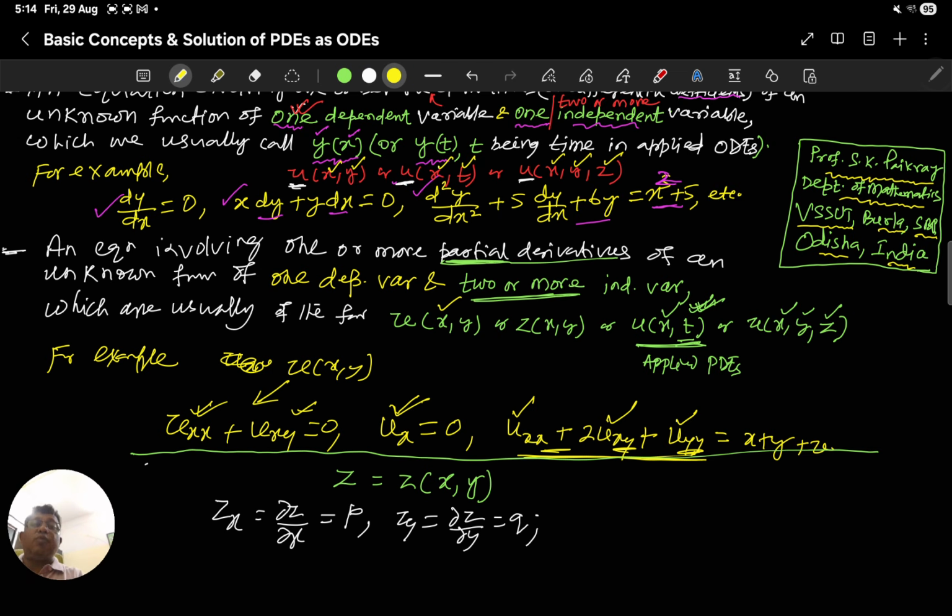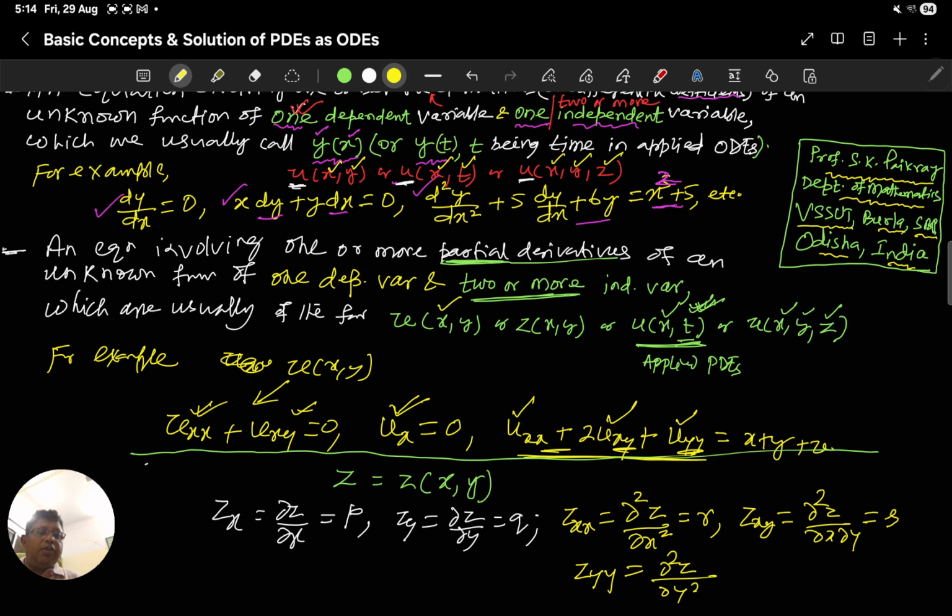Then zxx means the partial derivative of z with respect to x twice, del square z by del x square. We denote it as r. Then zxy will be del square z by del x del y, we denote it as s. Then zyy is equal to del square z by del y square, we call it t. So these are some standard notation, p, q, r, s, t, right?